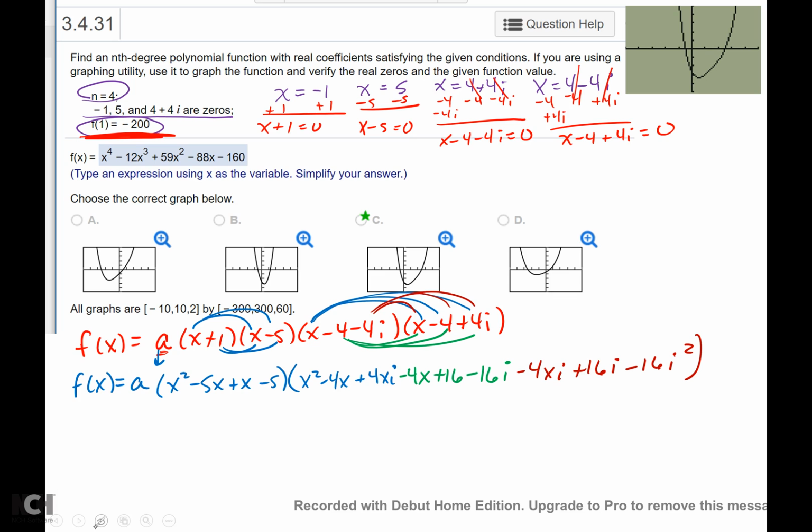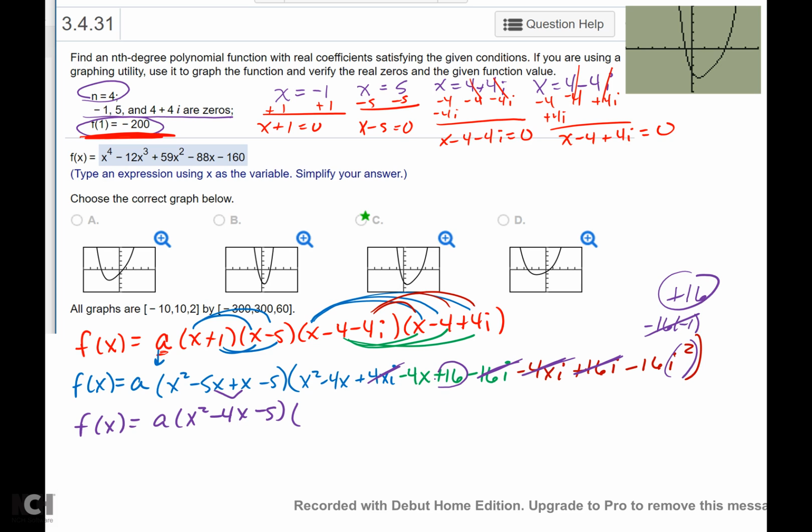Okay, so now let's clean up all of these parentheses we got going on here. That's going to give me f of x equals a times x squared minus 4x minus 5, combine like terms. This big set, anything with an i in it is going to cancel. That positive 4xi, the negative 4xi, the positive 16i, the negative 16i. That turns into negative 16 times -1, which turns into positive 16 that I can combine with that one. The x's cancel, and I get x squared minus 8x plus 32.